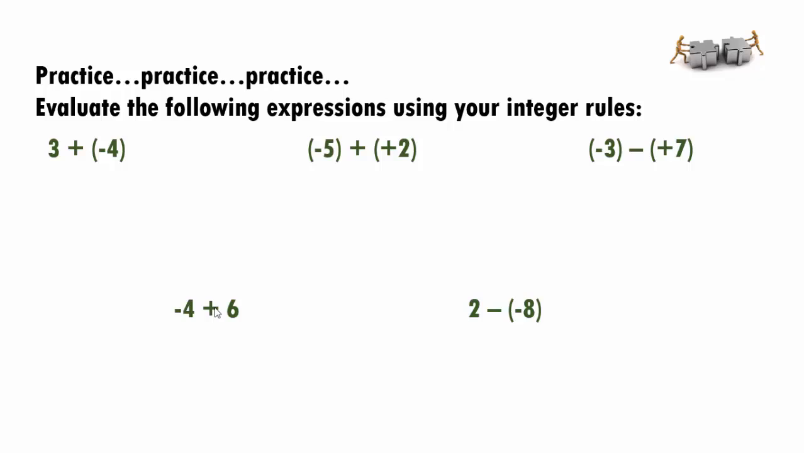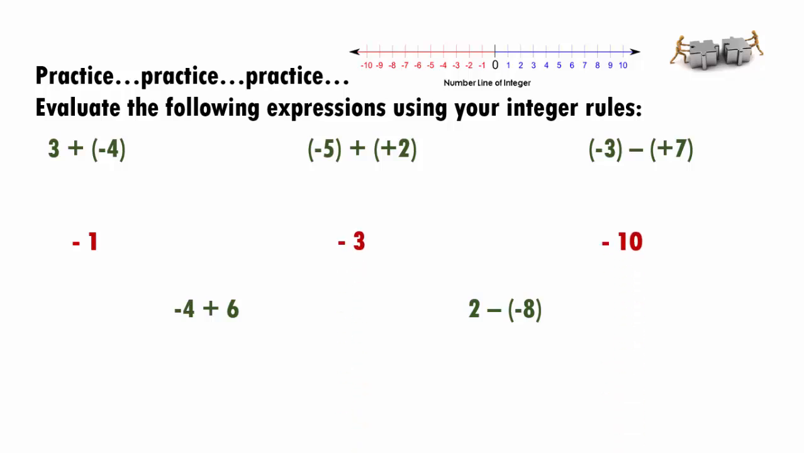3 plus a -4 is a -1. -5 plus 2 is a -3. -3 minus a +7 is a -10. -4 plus 6 is a +2. And 2 minus a -8 is a +10.